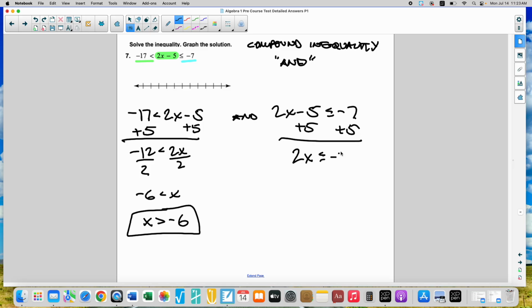2x is less than or equal to negative 2. Divide by 2, and we get x is less than or equal to negative 1. And so this is an and statement. It has to be true for both statements.